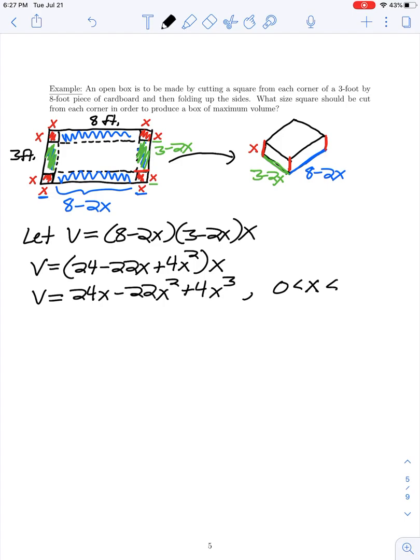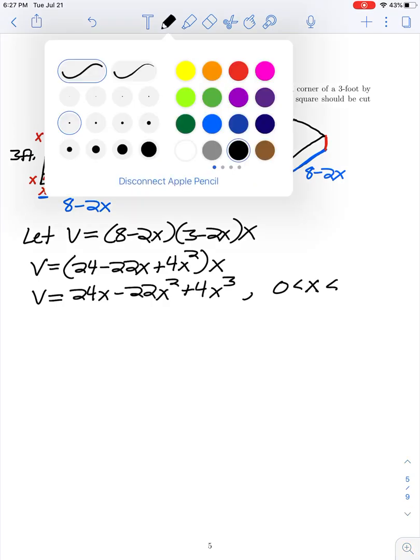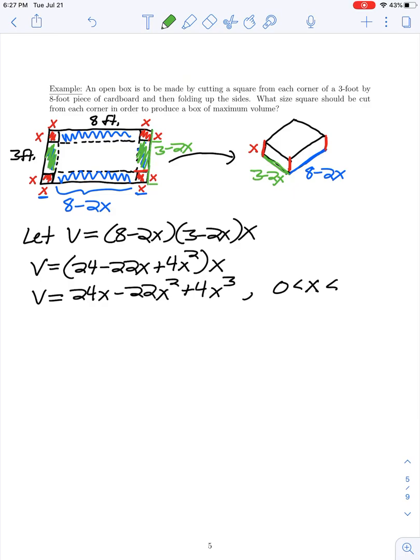And then let's think about the maximum possible value of x. We know that the shorter of our two sides was this side of length 3. So the value of x can't make the width of our box, which was 3 minus 2x, negative. We have to have a width of our box. We can't cut more than is there. So 3 minus 2x has to be positive, which means 3 is greater than 2x, or x has to be less than 3 halves. So we can cut anywhere from 0 feet to 3 halves feet from these corners. So here we have a continuous function over some closed interval, and we know therefore it has an absolute maximum and minimum value over that interval.